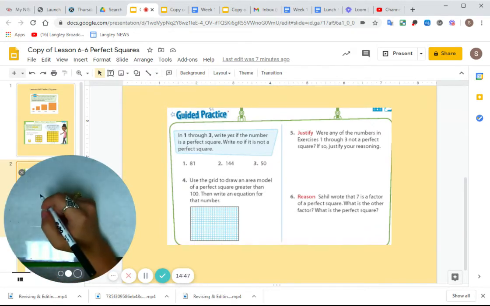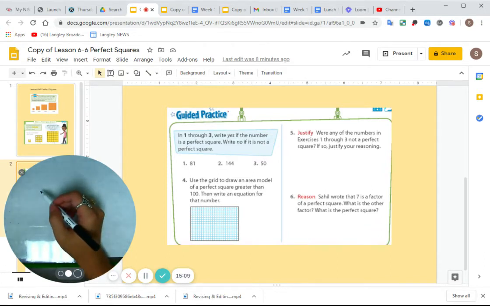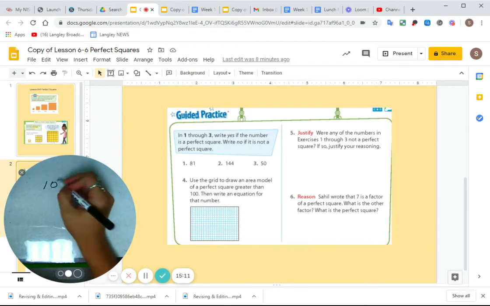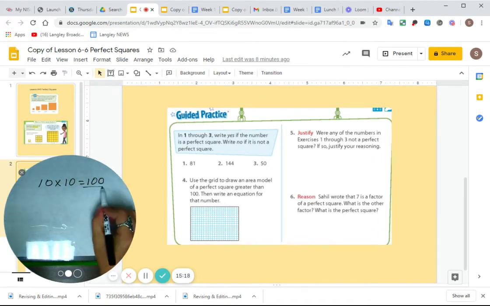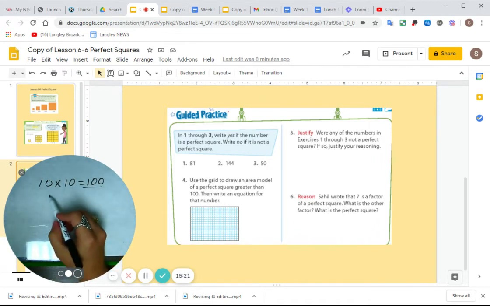So let's look at number 4 there. Okay? Number 4 is going to be a little bit trickier. All right? So it says use the grid to draw an area model of a perfect square greater than 100. Then write an equation for that number. Okay, use the grid to draw an area model of a perfect square greater than 100. So we have to have a perfect square greater than 100. I know that 10 times 10 equals 100. So it has to be greater than this.